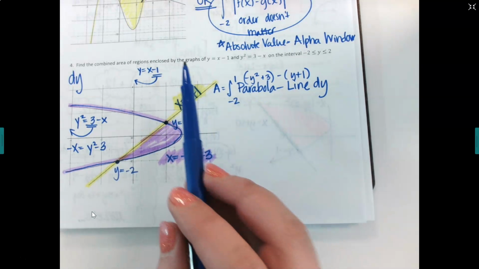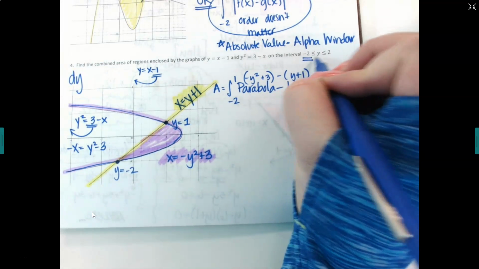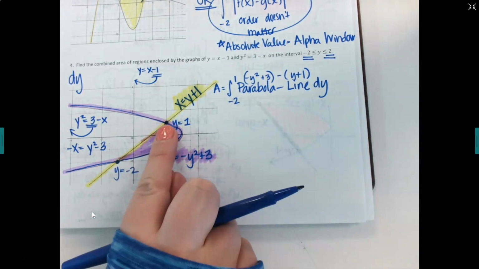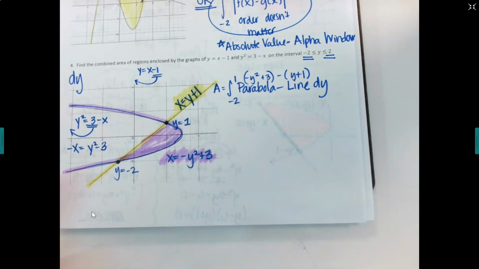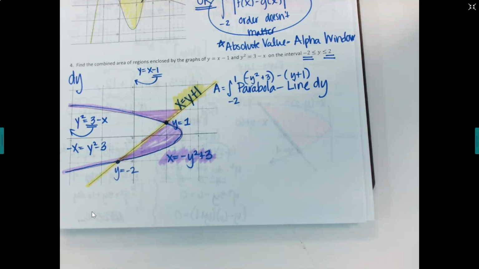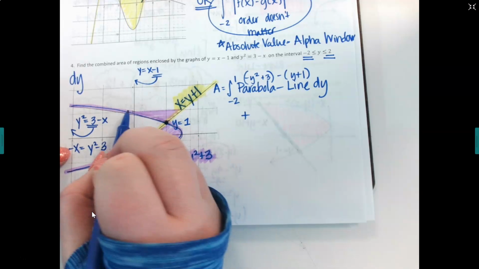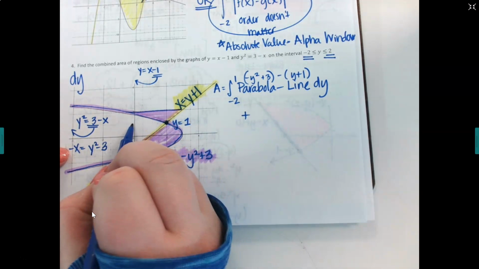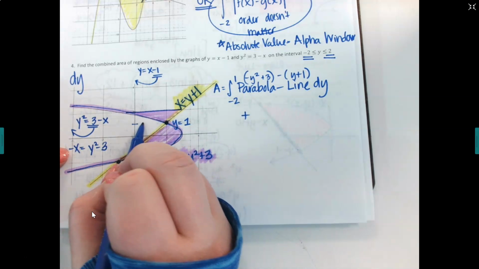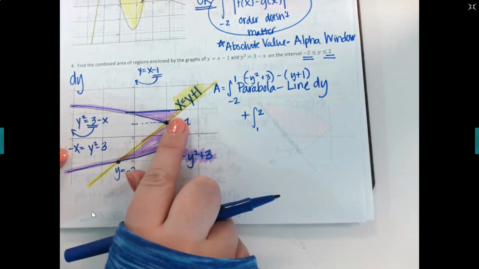Okay, now here's the problem. They didn't tell me to find the area enclosed by the graphs. They said on the interval from negative 2 to 2. So am I allowed to stop shading at 1? No, I have to keep shading all the way until 2, which gives me now, instead of only 1 pocket, 2 pockets. So for the second pocket, plus, what are my y values from here to here? This is 1 till 2.